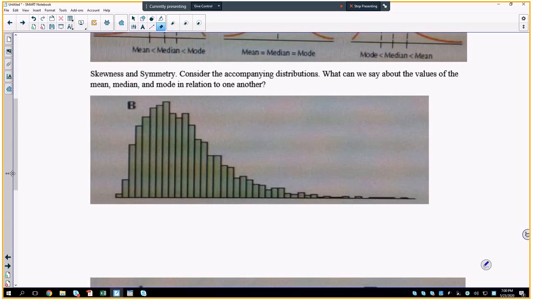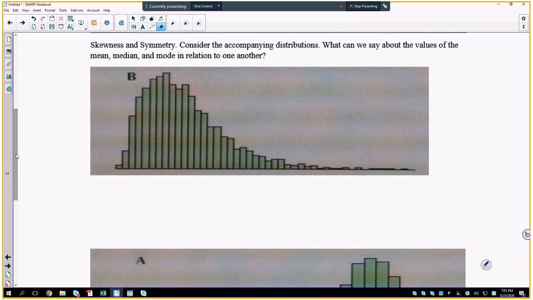So we'll do a couple of practice problems. Consider the accompanying distribution here. What can you say about the values of the mean, the median, and the mode? So this might be a good test question or a quiz question. Just from the picture, without knowing any of the numerical data, what can we say about the mean, the median, and the mode? Well, first of all, it's clearly not symmetric, and we have this long tail on the right, so this is a right skewed distribution. Since it's right skewed, we just have to remember then that we'll have mode less than median, less than mean.